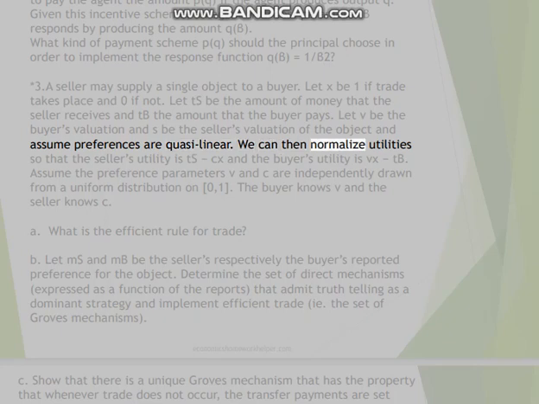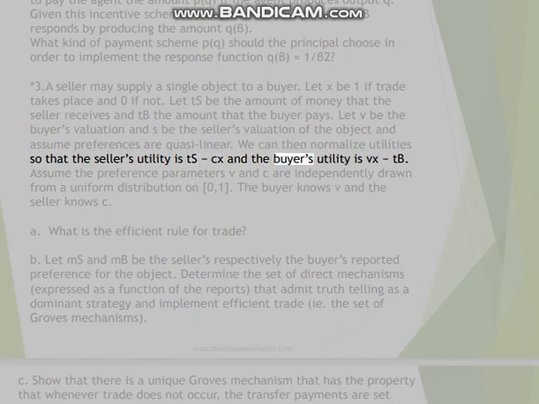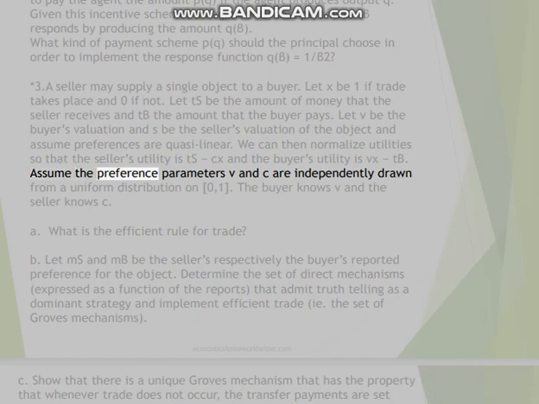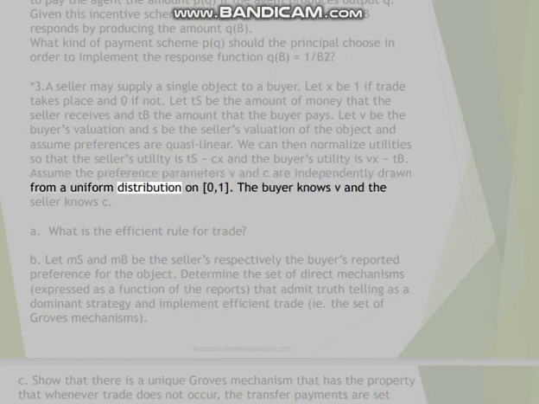We can then normalize utilities so that the seller's utility is TS − CX and the buyer's utility is VX − TB. Assume the preference parameters V and C are independently drawn from a uniform distribution on [0, 1]. The buyer knows V and the seller knows C. A. What is the efficient rule for trade?